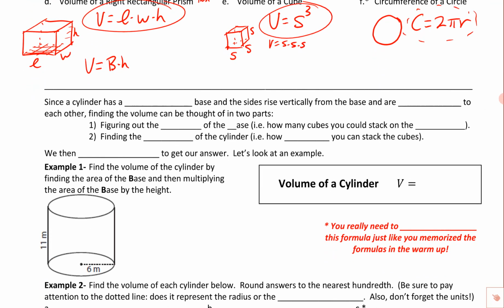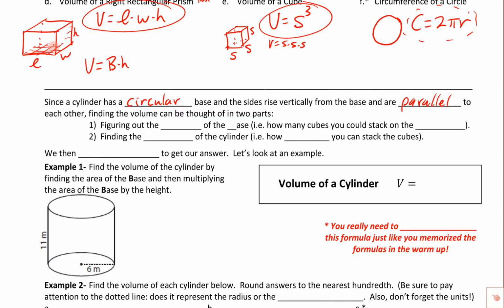So a cylinder is a shape like this. A cylinder has a circular base, so let's write the word circular base, and sides that rise vertically from the base, they are parallel to each other. And finding the volume can be thought of in two parts.